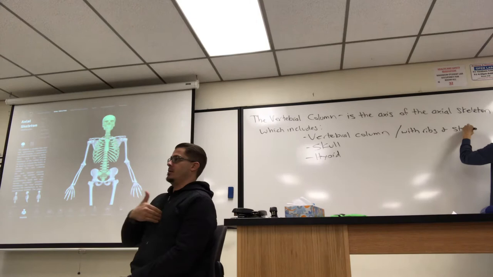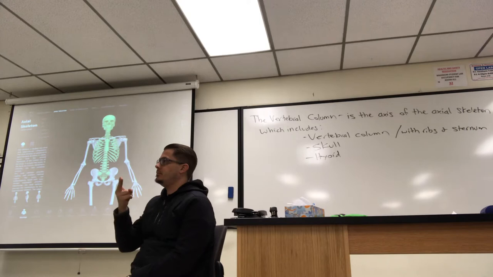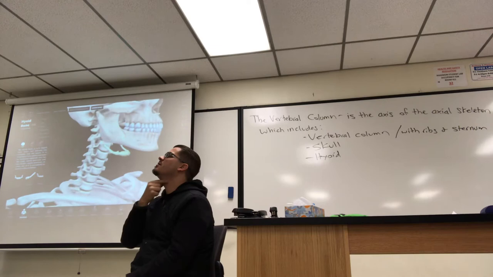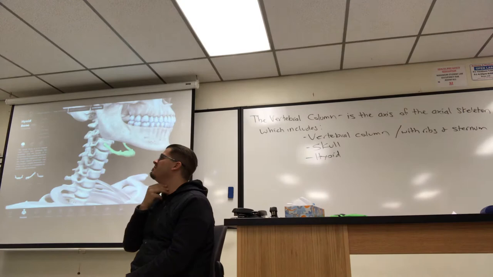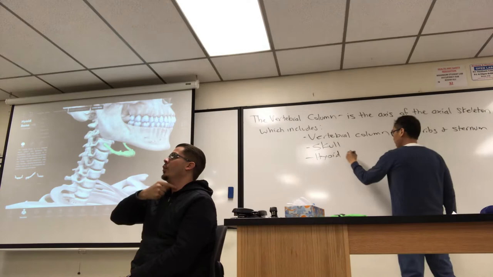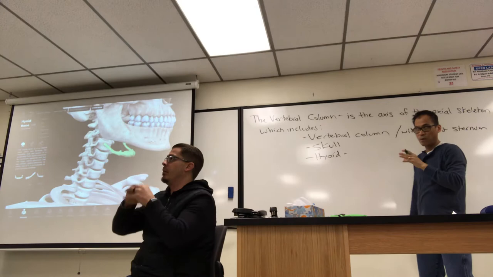The hyoid bone is underneath the lower jaw. Let me zoom in on it. Is that bone highlighted underneath the jaw there? That's the hyoid. The reason why it's floating in space is the only system I have turned on in the app is the skeletal system. So this bone does not articulate with any other bone, which is why it's just floating there. It's the only bone that has that distinction. It's the only bone that does not articulate with any other bone. All other bones connect to some other bone.